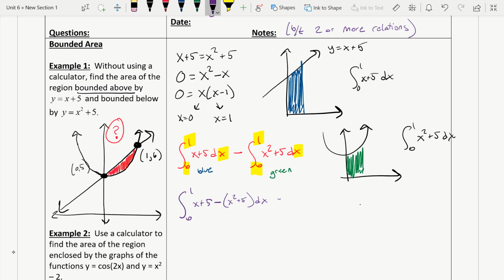Which, again, you can clean that up a little bit. Let's just say, okay, so we have our x here. You have a plus 5, then you have minus 5 later, so that's gone. So minus x squared. And that would be it.